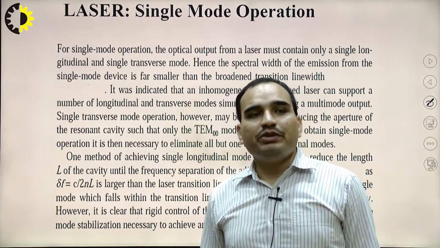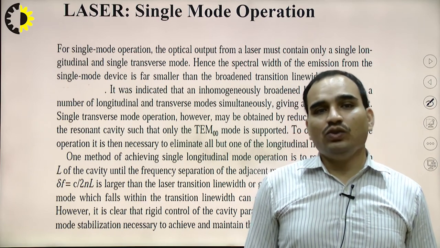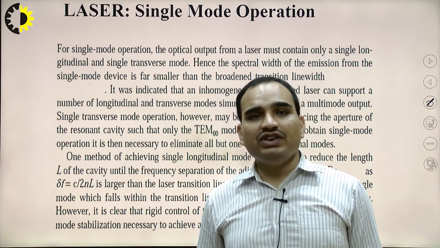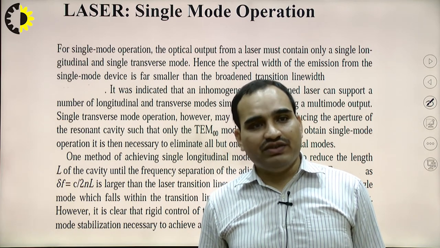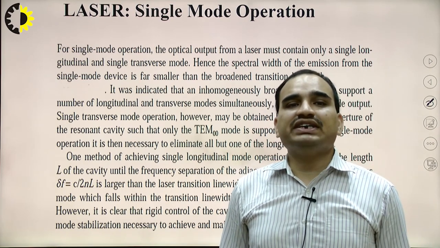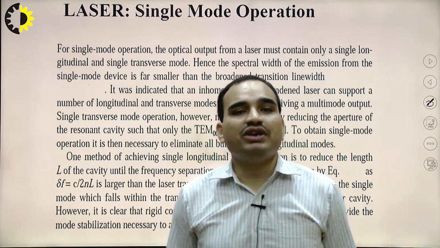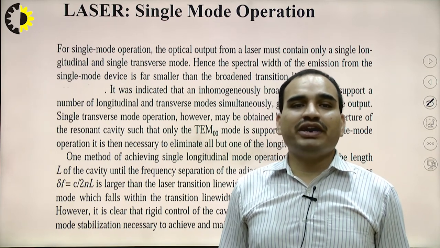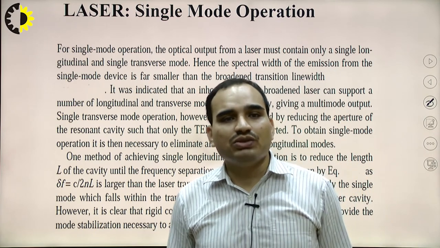Now, laser mode operation. For single mode operation, the optical output from a laser must contain only a single longitudinal and a single transverse mode. Hence the spectral width of the emission from the single mode device is far smaller than the broadened transition line width. It is indicated that an inhomogeneously broadened laser can support a number of longitudinal and transverse modes simultaneously, giving a multi-mode output. Single transverse mode operation, however, may be obtained by reducing the aperture of the resonant cavity such that only the TEM00 mode is supported.